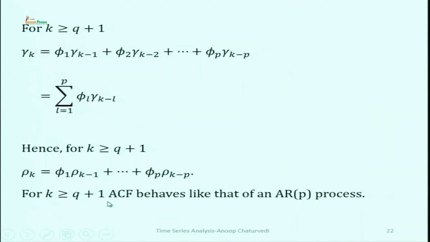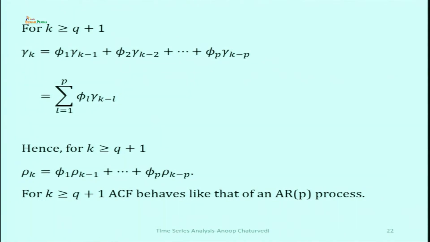And for k greater than or equal to q plus 1, you obtain gamma k equal to phi 1 gamma k minus 1 plus phi 2 gamma k minus 2 and so on plus phi p gamma k minus p, or you can write it in this summation form also. So, for k greater than or equal to q plus 1, rho k is equal to phi 1 rho k minus 1 and so on plus phi p rho k minus p.